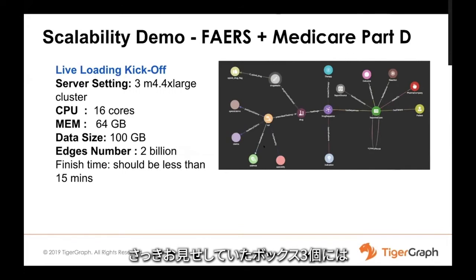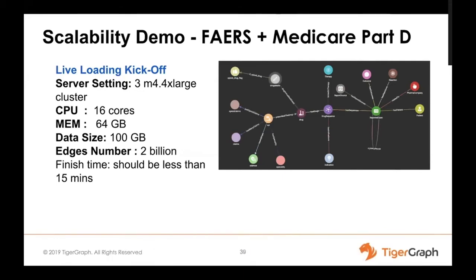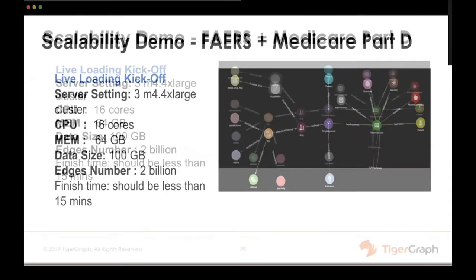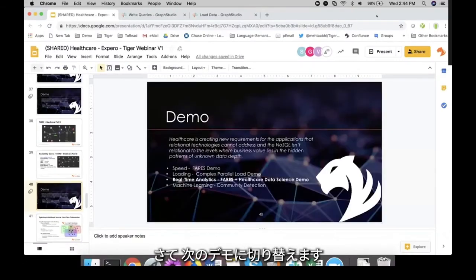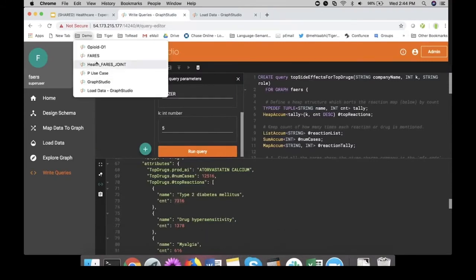I have 3 boxes, which I was showing you, which are M4 4x large AWS instances, 16 cores, 64 gig, with a 100 gigabyte data set that includes 2 billion edges. And we think it should be finished in less than 15 minutes. So we are showing you the power of our system in parallel loading of the data. Let me quickly switch to the next demo, where I will show you the power of joining these 2 different data sets. Here we go.